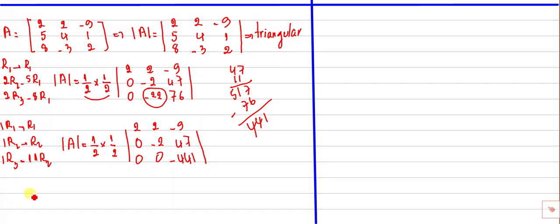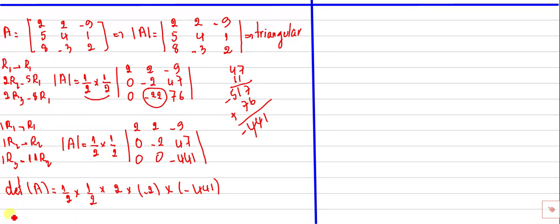So the determinant, because we take this one, R3 minus 11 over 1. So you take this one is plus and this one is minus. So this minus. Now the determinant of A is equal to 1 over 2 multiply 1 over 2, and this one is triangular, so we take only the diagonal. 2 multiply with minus 2 multiply with minus 41.